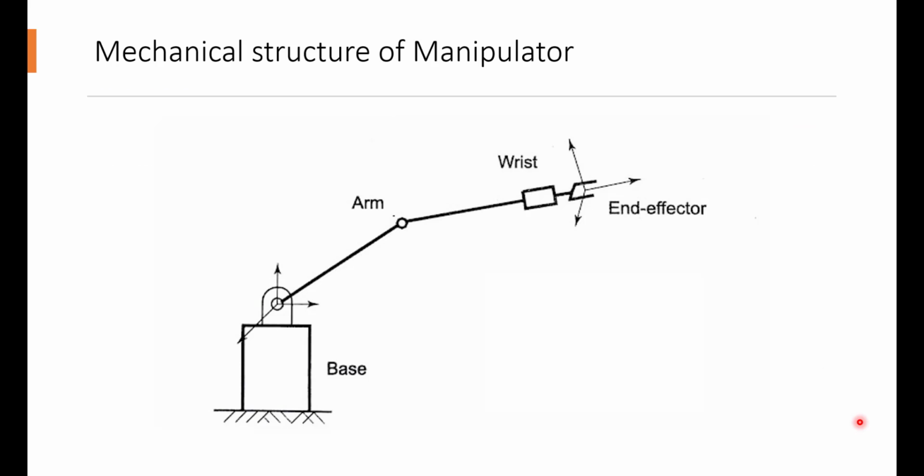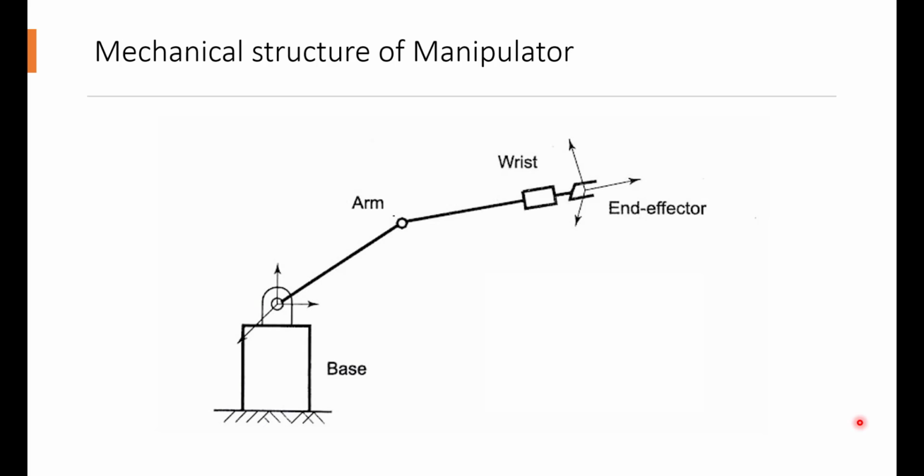When we say manipulator, it consists of base, arm, wrist, and end effector. Arms or links are connected with the help of joints. There are two types of joints available in a robot. One is the rotary joint, which performs rotary motion about an axis, and another is the prismatic type of joint, which performs linear motion along an axis. The particular combination of revolute and prismatic joints determines the geometry of the work envelope.